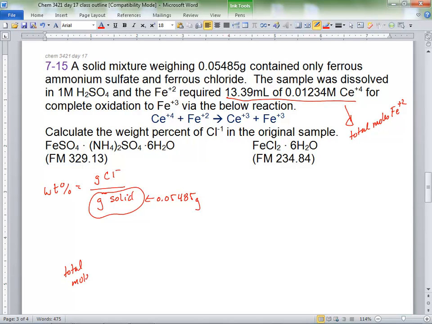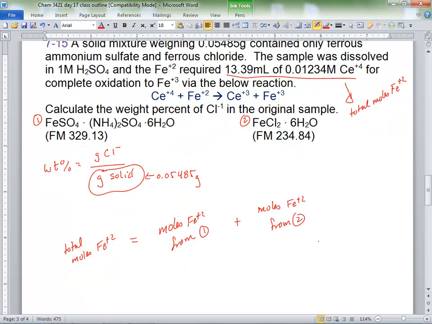Now, let's back up a little. The total moles of Fe plus 2, we need a little relationship here. Total moles of Fe plus 2 would be the moles of Fe plus 2 from, instead of rewriting this whole thing, can I just write a 1 and a 2? From number 1, and the number of moles of Fe plus 2 from 2. Are you with me so far? They just threw all that stuff together. Does that make sense? There's 2 sources of the iron. Everybody with me so far? Okay?